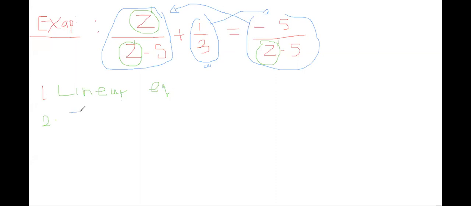So we will have what? z over z minus 5 plus 5 over z minus 5 equals minus 1 over 3.